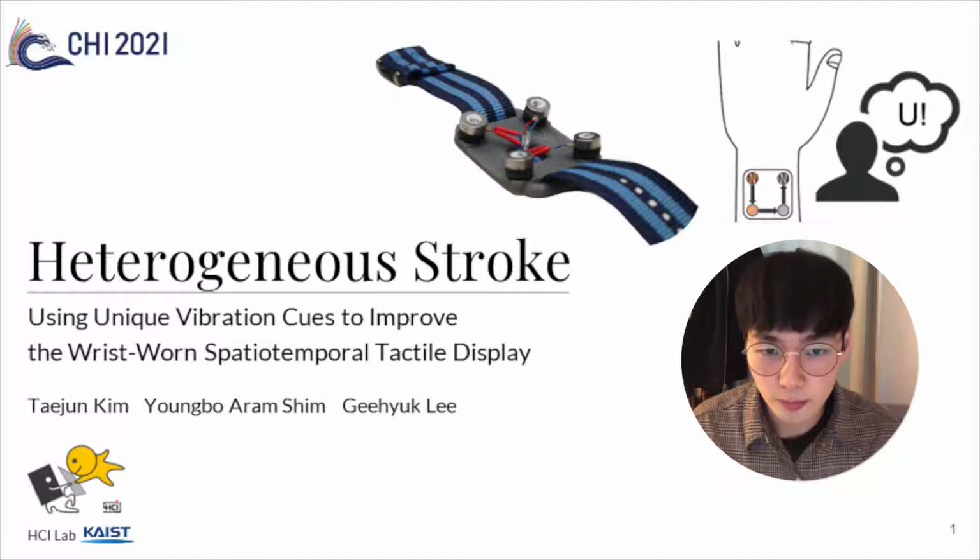My name is Taejun Kim, and this work was done with my great collaborators Youngbo, Aram, Shim, and Geehyuk. We have proposed Heterogeneous stroke, a design concept that uses unique vibration cues to help clearly recognize complex tactile patterns on the small wrist area. Let me share our work and some interesting findings today.